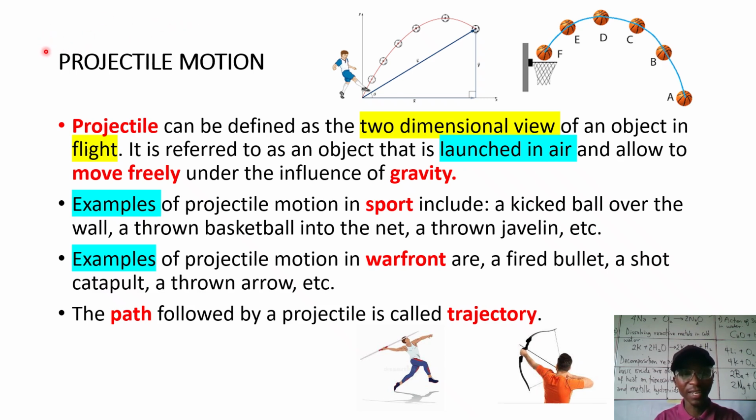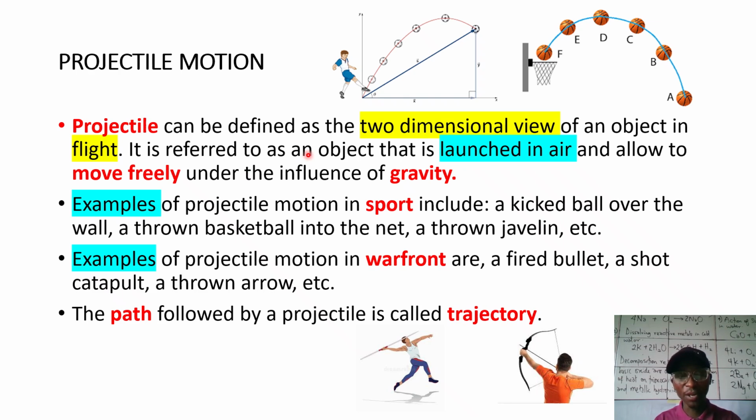Today, as we have said earlier, we are looking at projectile motion, and the first task is to define what a projectile is. A projectile can simply be defined as a two-dimensional view of an object in flight. It is referred to as an object that is launched in air and allowed to move freely under the influence of gravity. How do we explain this to a layman?